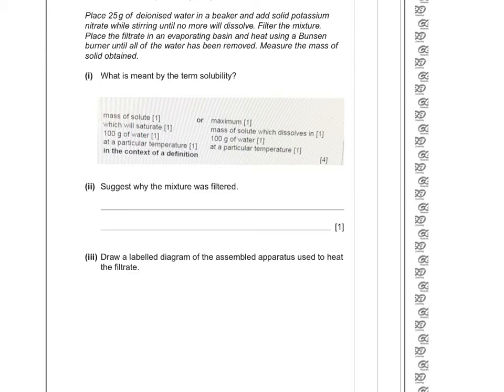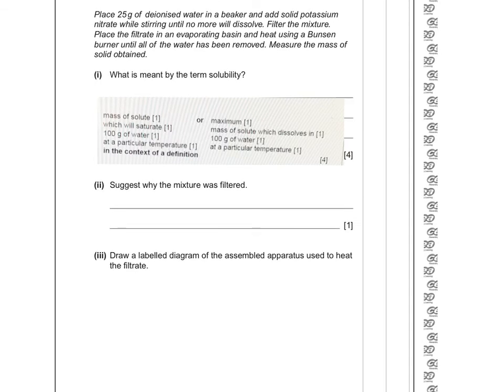So why was the mixture filtered? Well, again, if you read through the question, you had 25 grams of the water, and potassium nitrate solid was added to it until no more will dissolve. So the reason why it's filtered is to remove the solid that didn't dissolve.